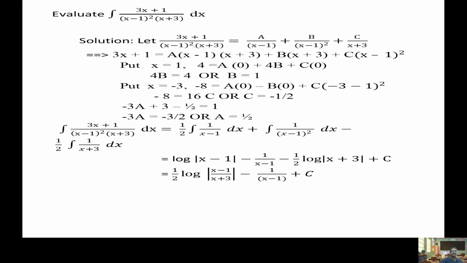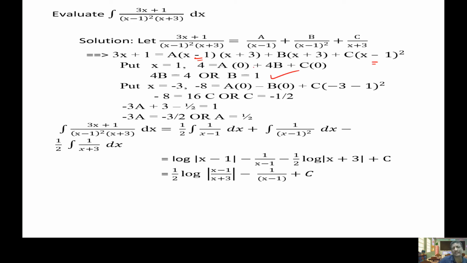Next question. (3x plus 1) by (x minus 1) the whole squared into (x plus 3). Then it will be A by (x minus 1), B by (x minus 1) the whole squared, plus C by (x plus 3). So write 3x plus 1 is equal to, taking LCM, A into (x minus 1) into (x plus 3) plus B into (x plus 3) plus C into (x minus 1) the whole squared. X is equal to 1 means this term will be 0, this term will be 0. You are getting the value of B is equal to 1.